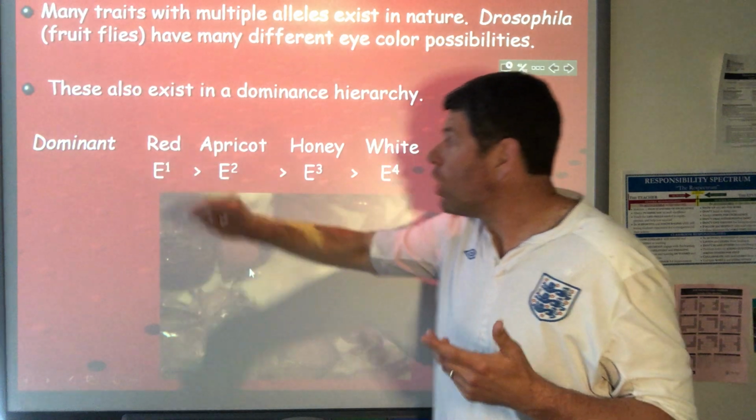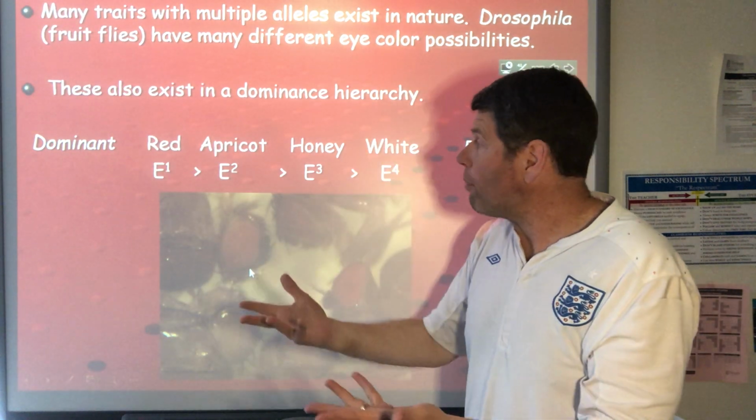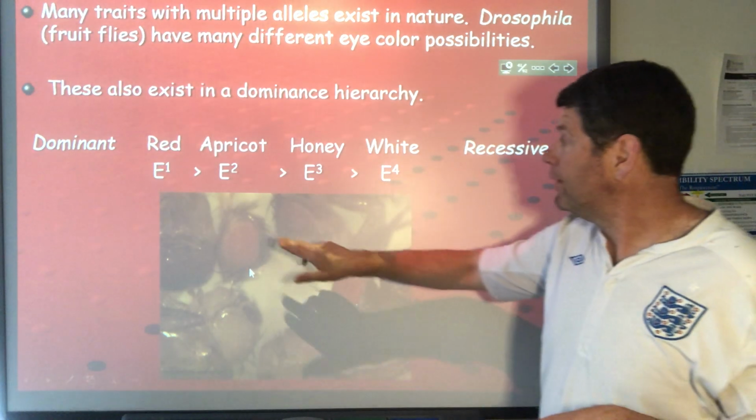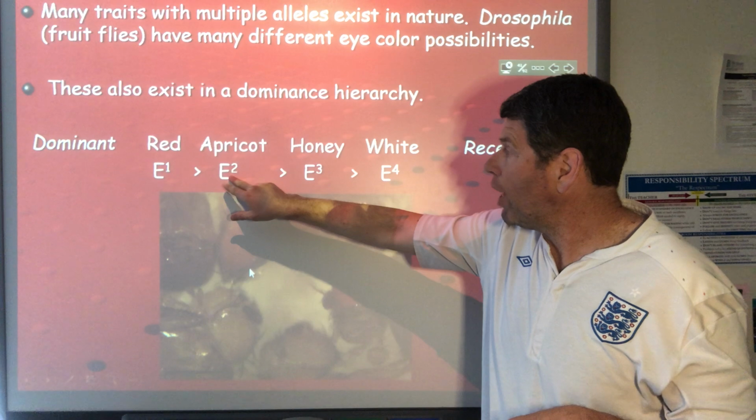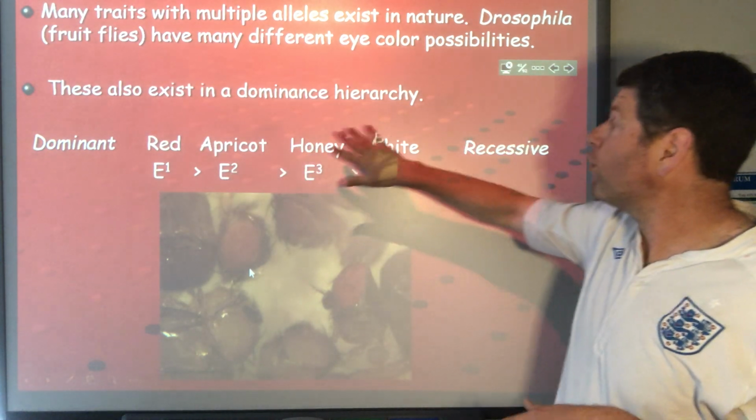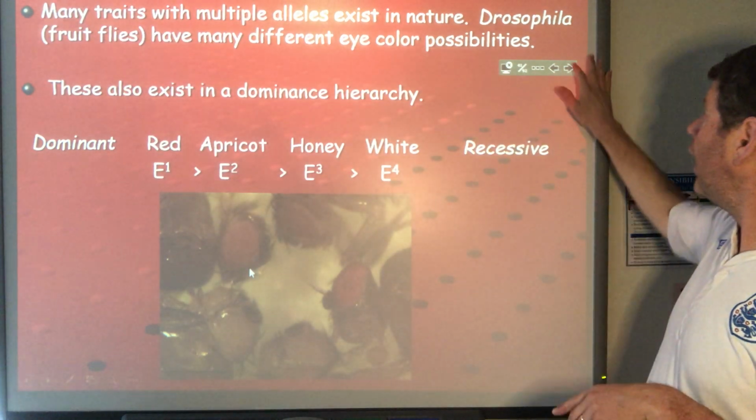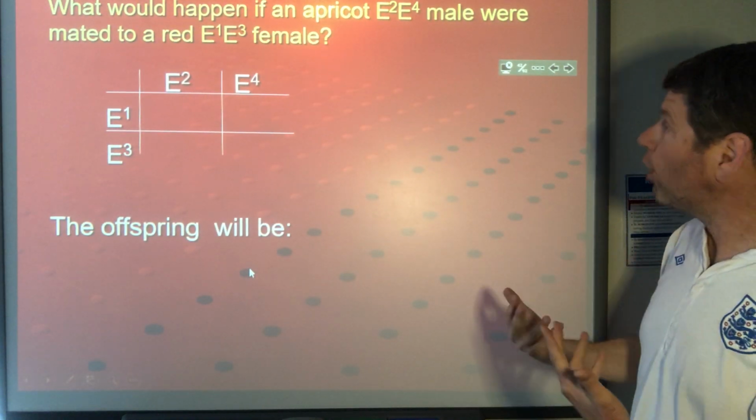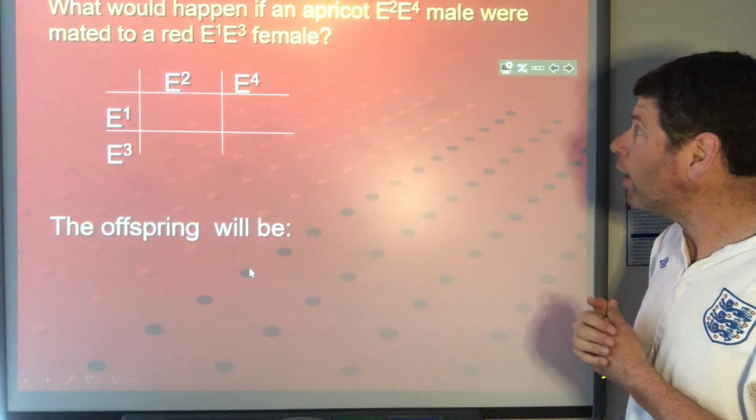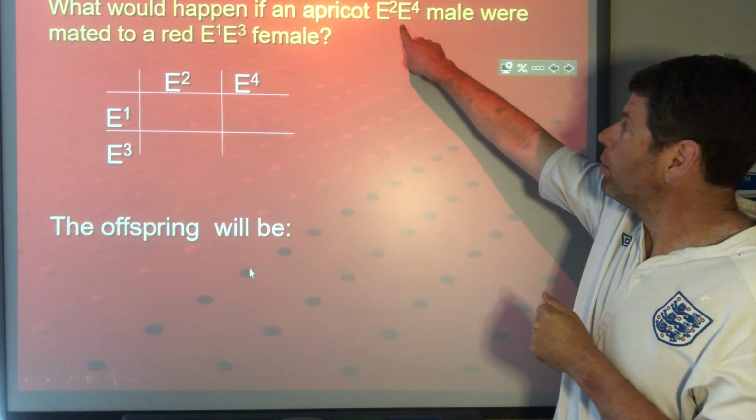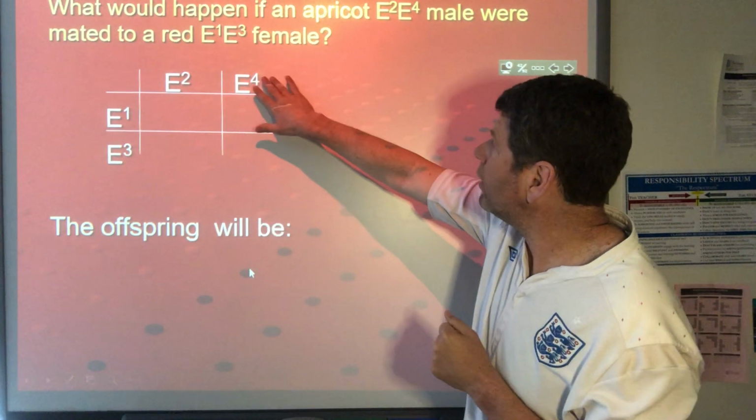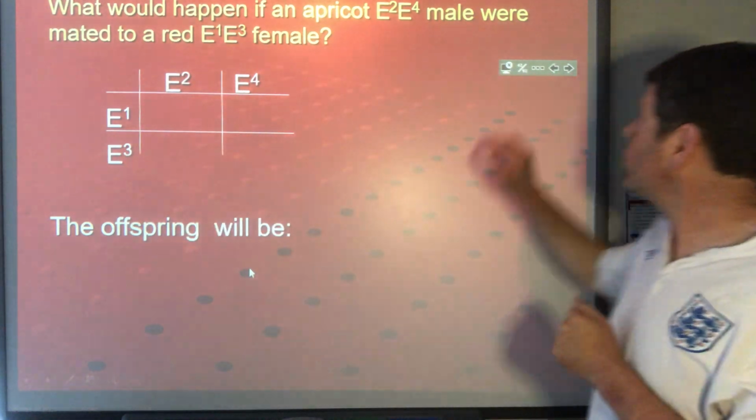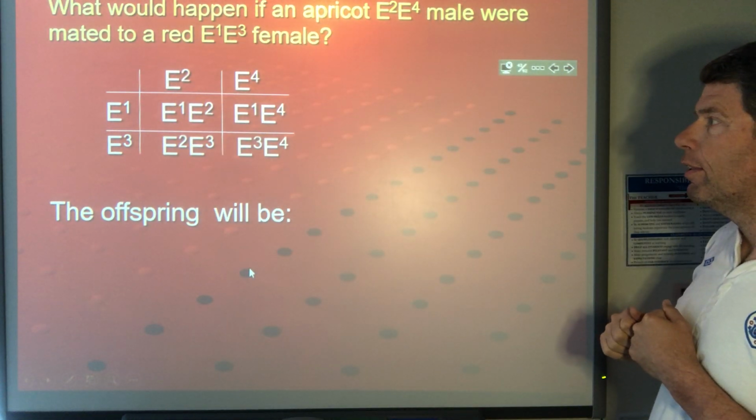So red is the most dominant allele. Red will show up no matter what the other allele is. Okay? And E2, or apricot, is the next dominant, more dominant over the honey allele and the white allele. So let's just see how this works. What would happen if we take an apricot male and mate it to a red-eyed female? Notice phenotype, genotype. Remember when we do our Punnett square, we've got the male here and the female here. Separate the alleles and then bring them together for the offspring. So there we go there.